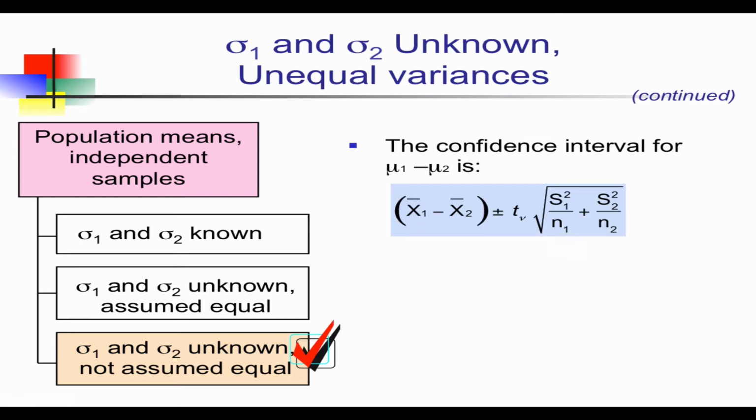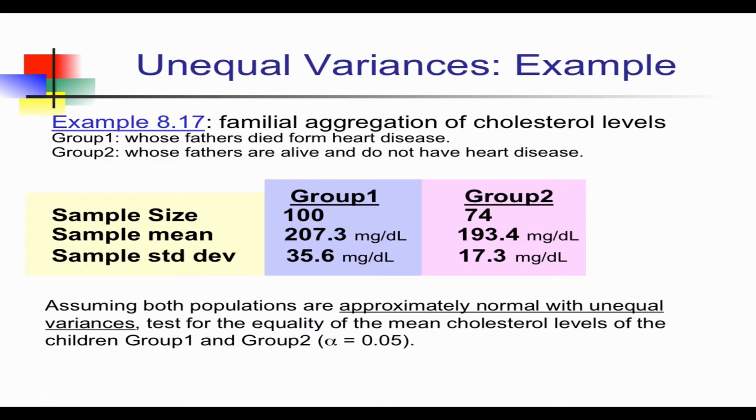So the confidence interval is the sample mean difference plus or minus this t distribution value times this standard error, which is the denominator term right there. Remember, this t here has degrees of freedom, which is calculated by that formula. So let's put that in an example again.